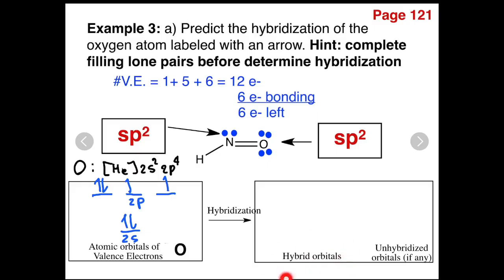What type of hybrid orbital are we making? That would be the one that we determined earlier. We are making sp2. So we're going to mix one of the 2s and 2 of the 2p in order to make sp2. The result of the hybrid orbitals would be 1, 2, 3. You are going to make 3 hybrid orbitals, and each of these is what we call sp2.